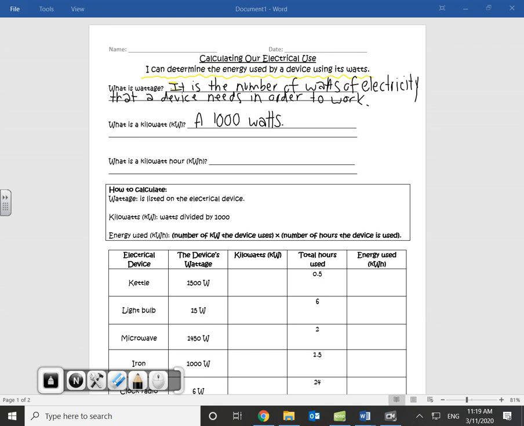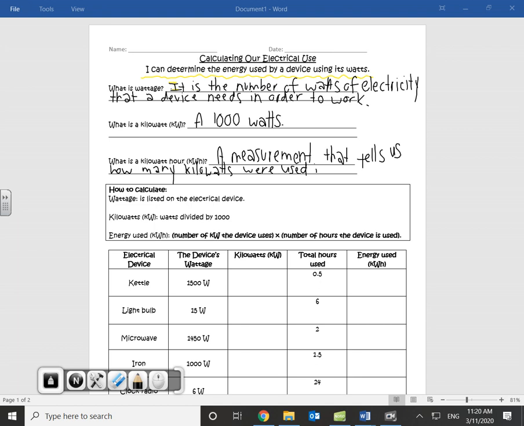Kilometers, meters. Kilowatts, watts. It's basically just the bigger measurement of watts. Okay? And what is a kilowatt per hour? So, this is a measurement that tells us how many kilowatts were used in an hour.